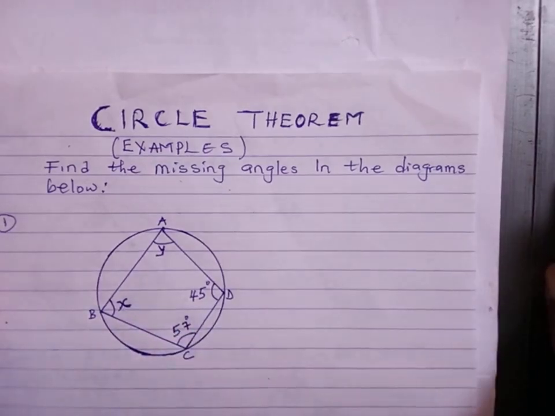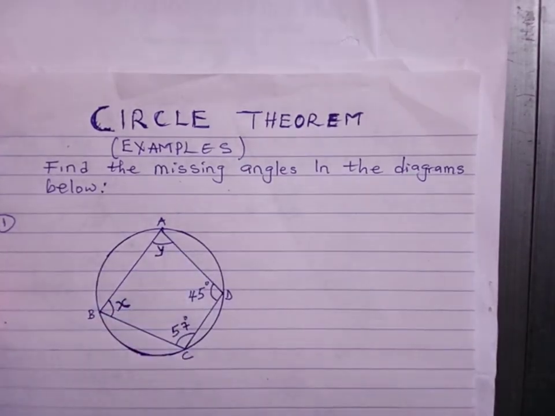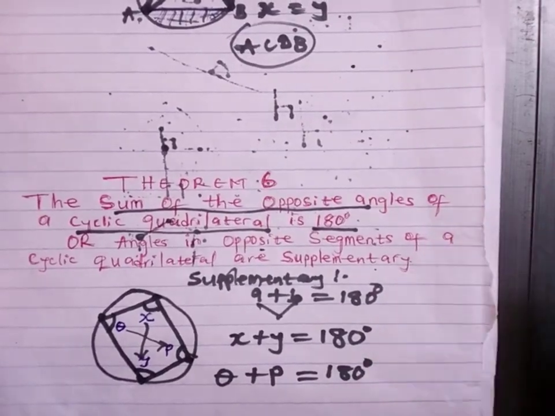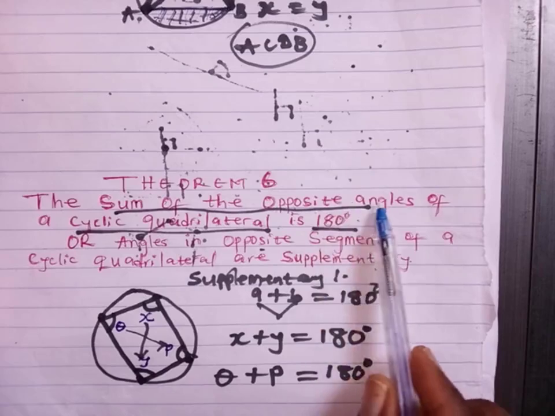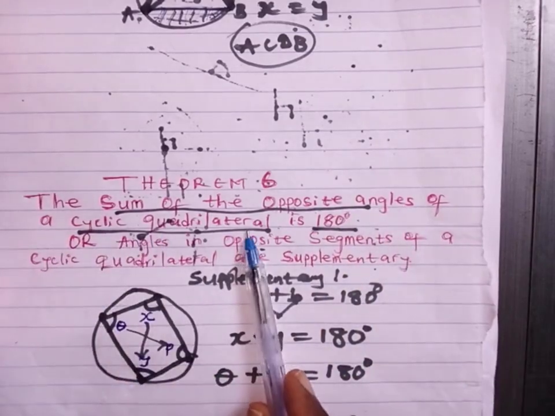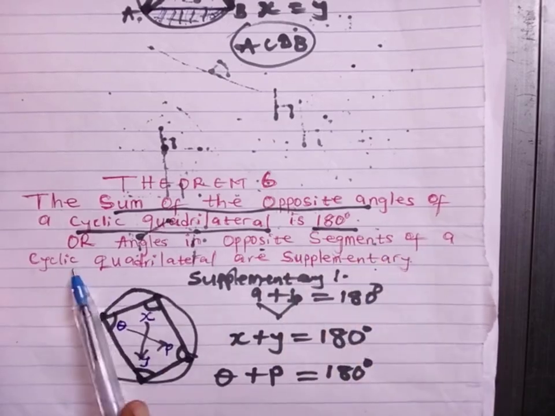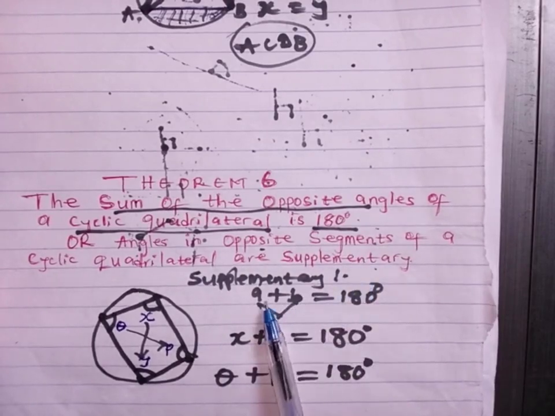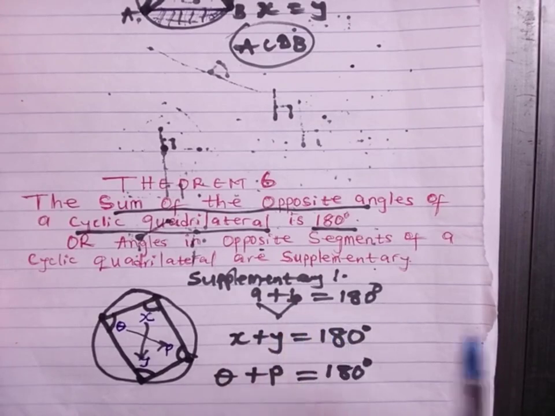In our previous lesson, we looked at different theorems of circle, about 10 theorems of circle. And to find Y and X, we will apply theorem number 6. This is it, theorem number 6. What does it state? Circle theorem number 6 states that the sum of the opposite angles of a cyclic quadrilateral is 180, or angles in opposite segments of a cyclic quadrilateral are supplementary. Of course, supplementary angles are angles that add up to give you 180 degrees. So when two angles add up, it gives you 180 degrees.